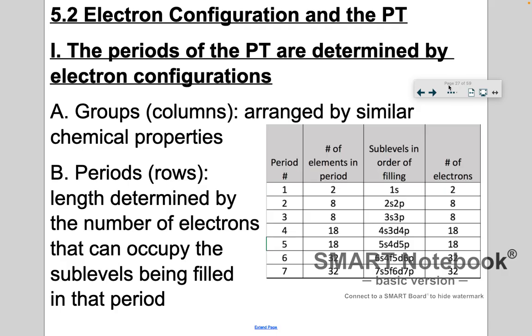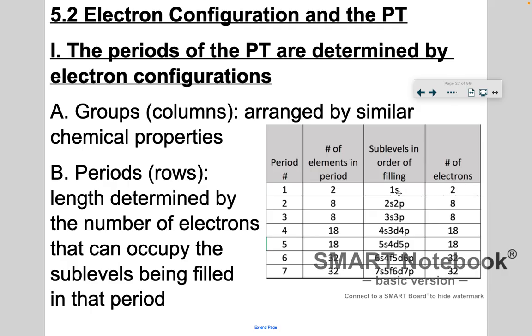Now, rows, we call them periods, and how long that row is determined by the number of electrons that can occupy that sublevel filled in that period. So when we were writing out 1s, and we always said 1s2, and there wasn't a 1p, a 1d, a 1f, it was just 1s, the maximum number of electrons that it could hold was 2. And so there are 2 elements in period 1, hydrogen and helium.